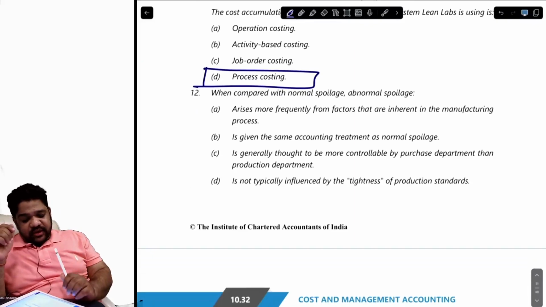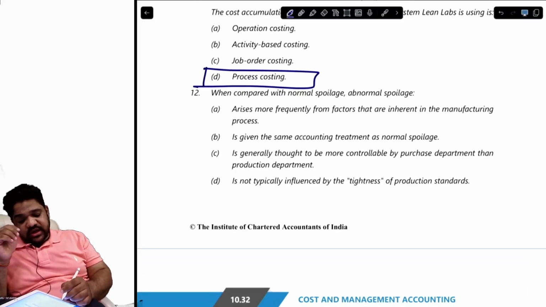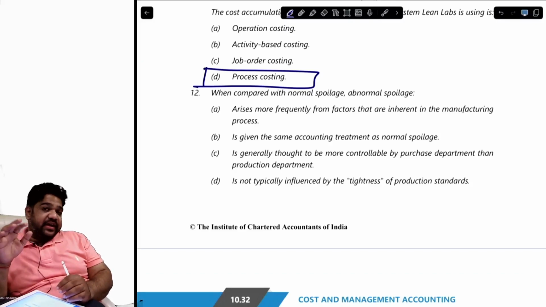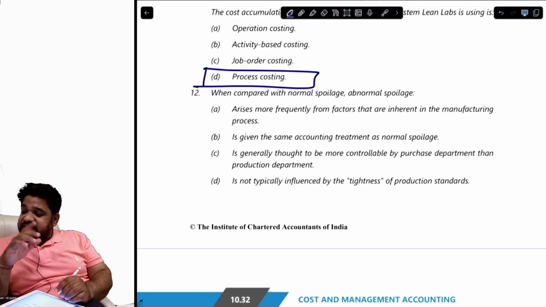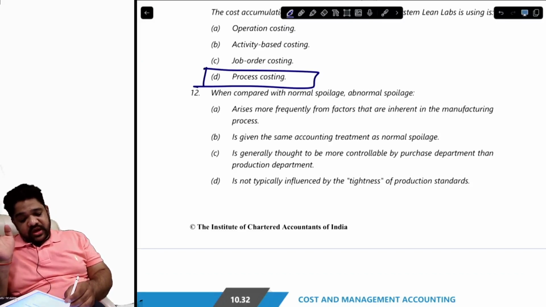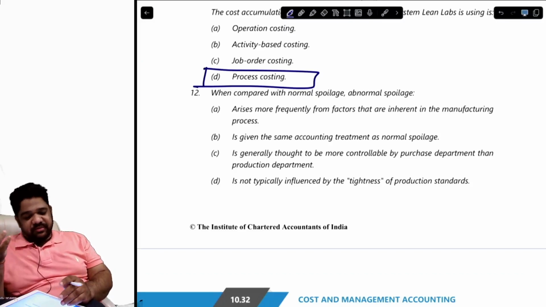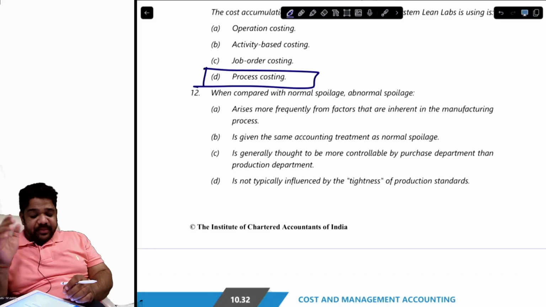Then the 12th one, when compared with normal spoilage, abnormal spoilage arises more frequently from factors that are inherent in the manufacturing process. The factors that are inherent in the manufacturing process, they are not abnormal loss, they are normal loss. Is given the same accounting treatment as normal loss? No, they are treated differently. It's generally thought to be more controllable by the purchase department than the production department. I honestly don't even know what it means. Is not typically influenced by the tightness of production standards.